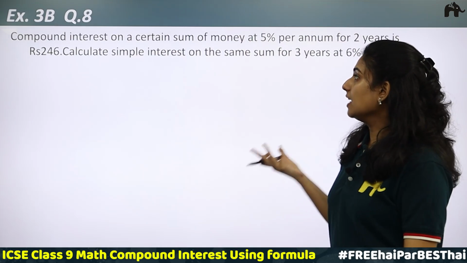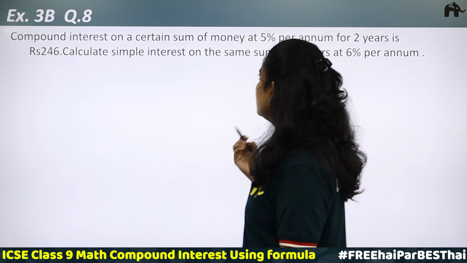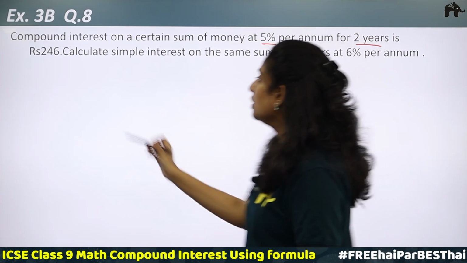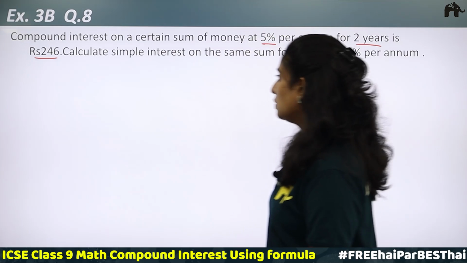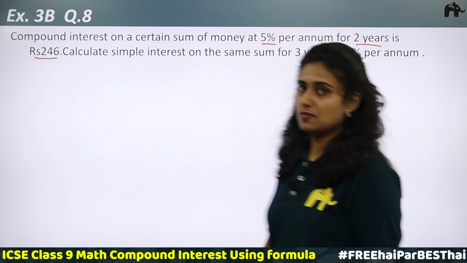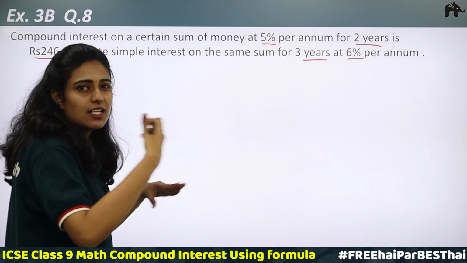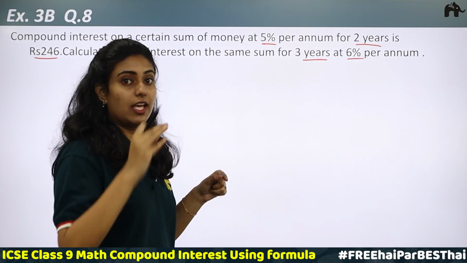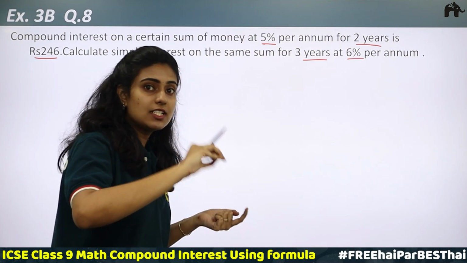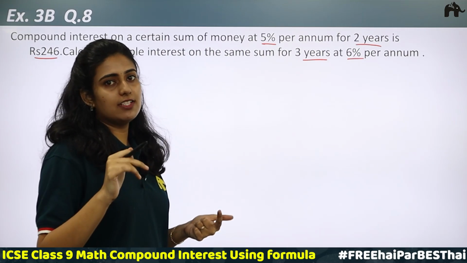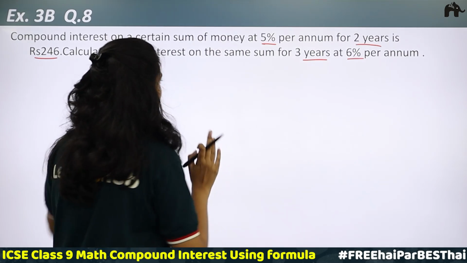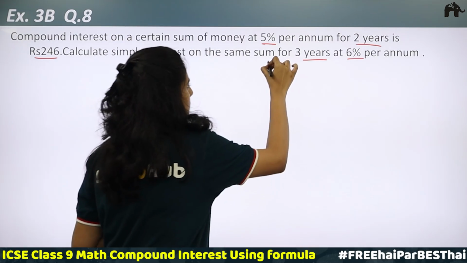Question number 8, exercise 3B, compound interest on a certain sum of money at 5% per annum for 2 years is rupees 246. Calculate simple interest on the same sum for 3 years at 6% per annum. So here, that is the reverse problem of what we have done before. There the simple interest we have first determined and the simple interest and compound interest are same, from which we have determined the sum for the compound interest. Now here we have to find the simple interest.